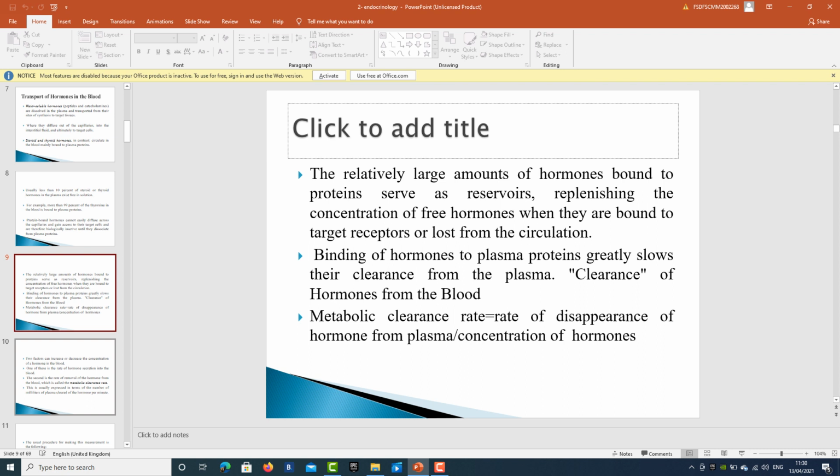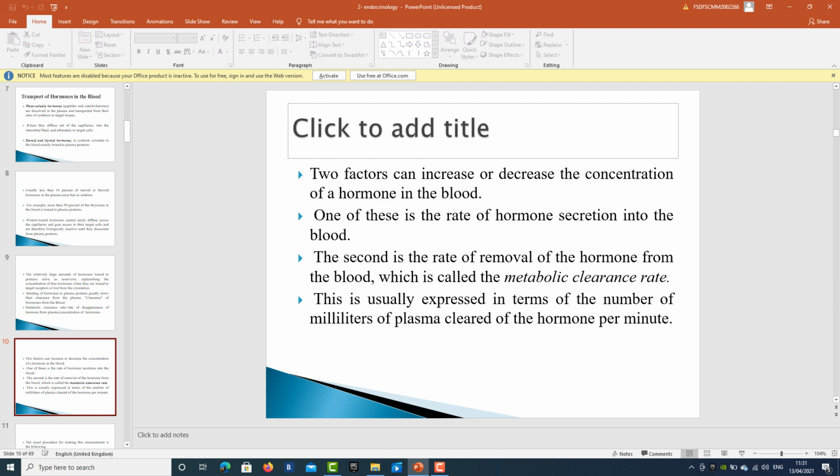Clearance of hormones from the blood. Metabolic clearance rate is equal to the rate of disappearance of the hormone from plasma over the concentration of hormones. Now, two factors can increase or decrease the concentration of a hormone in blood. One of these is the rate of secretion into the blood, and the other one is the rate of removal from the blood. So, this is the metabolic clearance rate and is expressed in terms of the number of milliliters of plasma cleared of the hormone per minute.